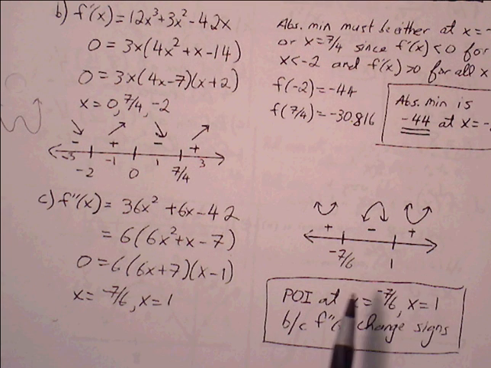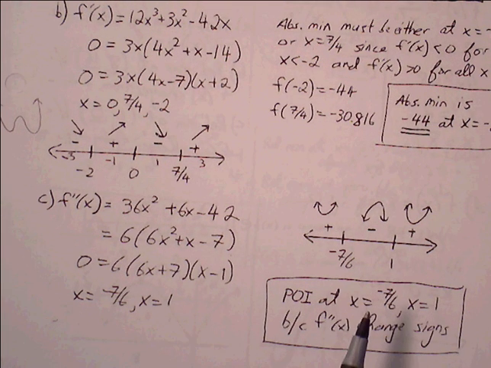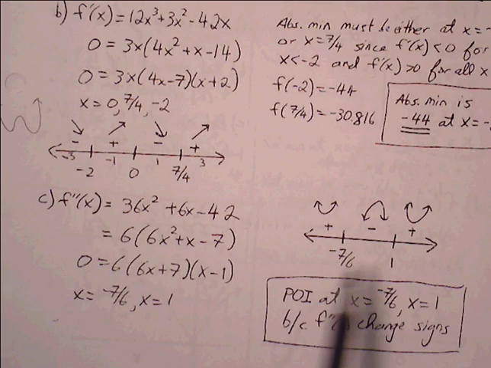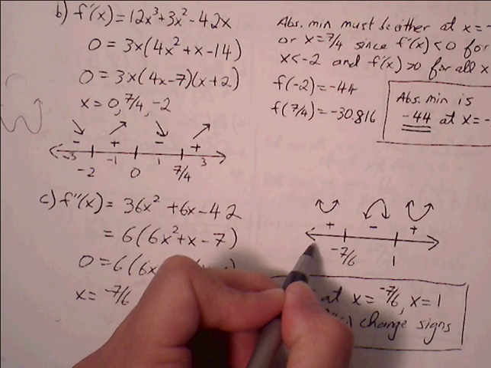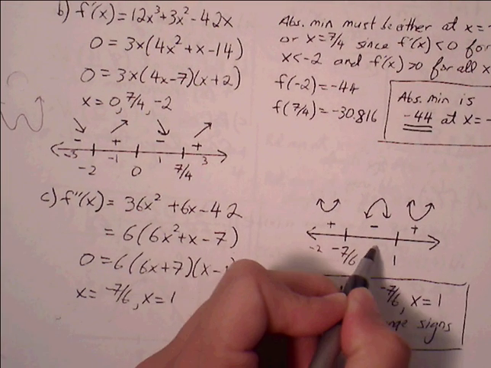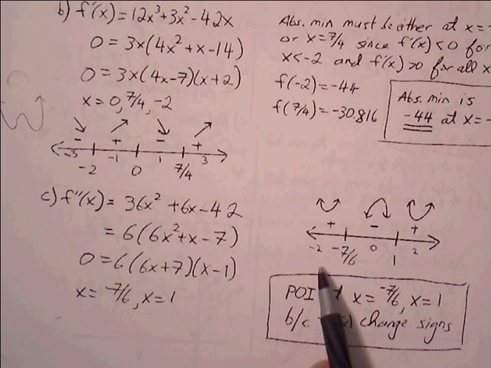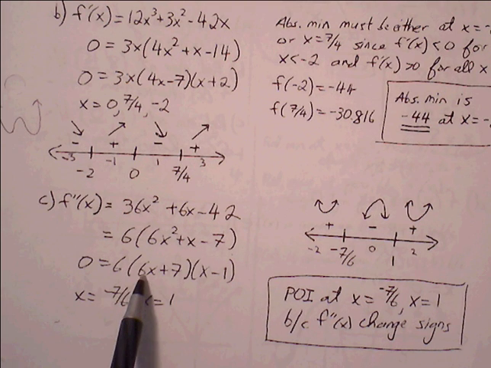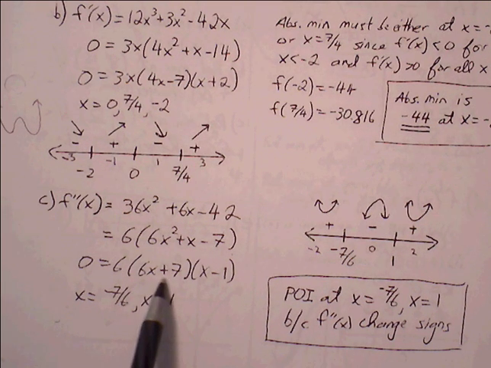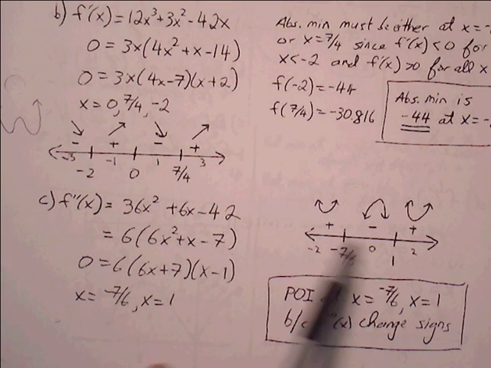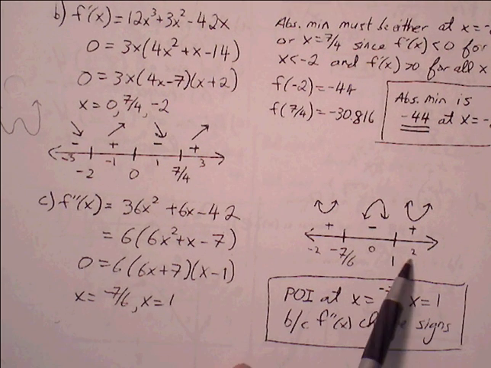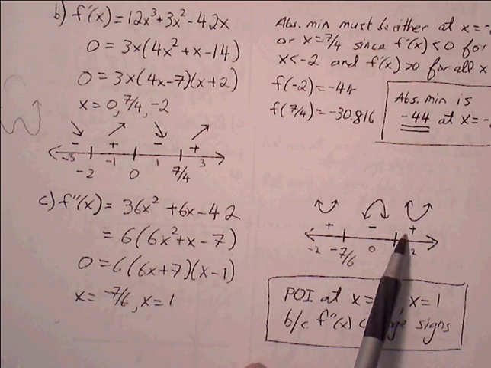So we put the two critical points on a sign line: -7/6 and 1. Then we test each interval. Here I can plug in -2, here I can plug in 0, and here I can plug in 2. If we plug -2 into the factored form of the second derivative, I will get -12 plus 7, which is negative, times negative, so that's positive. If I plug in 0, I get positive times negative, which is negative. If I plug in 2, I get positive and positive, which is positive.